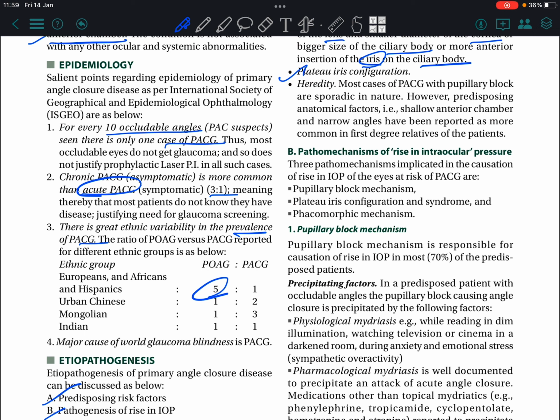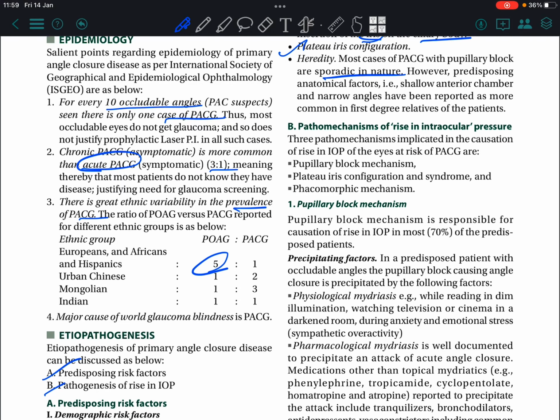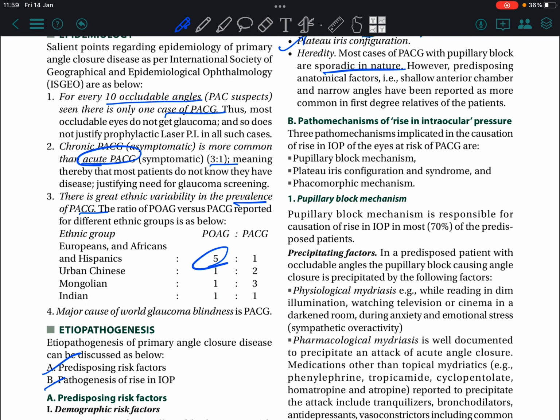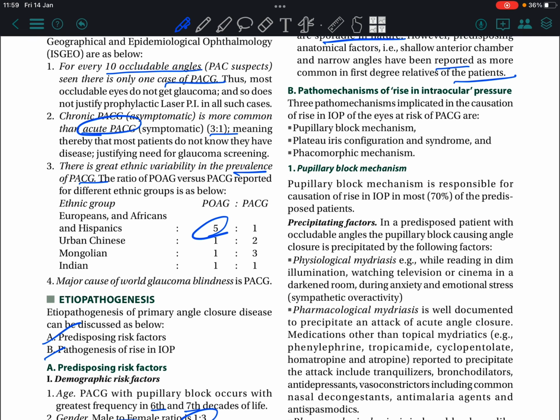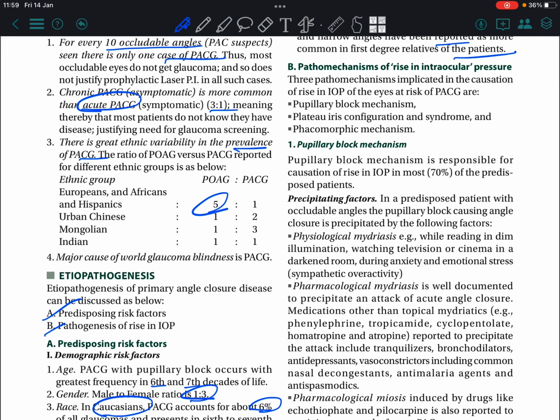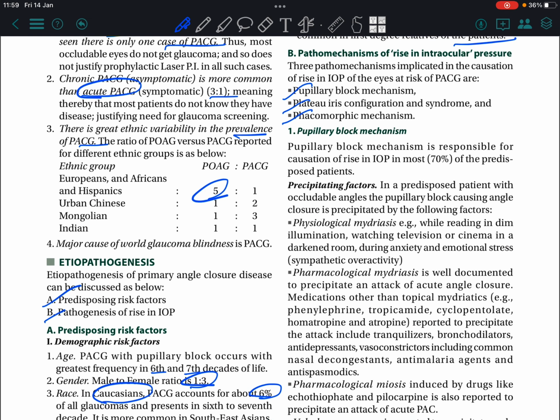Heredity. Most cases of PACG with pupillary block are sporadic in nature. However, predisposing anatomical factors, shallow anterior chamber and narrow angles, have been reported as more common in first degree relatives of the patient. Pathogenesis of rise in intraocular pressure: pupillary block mechanism, plateau iris configuration, phacomorphic mechanism.